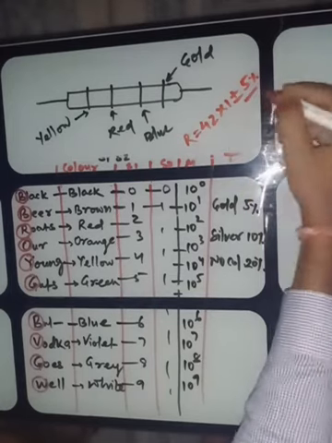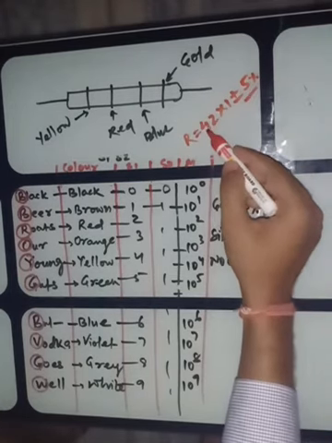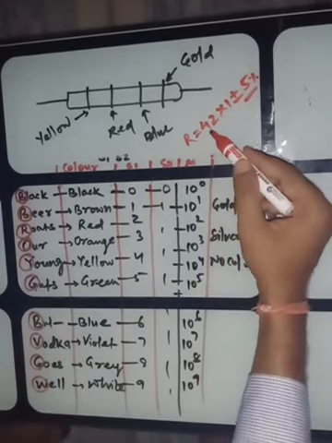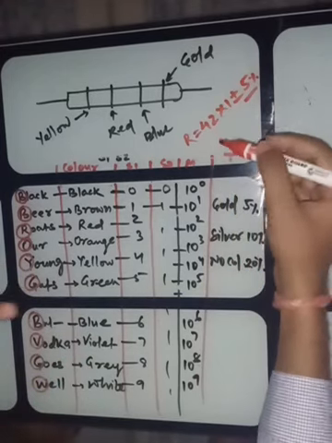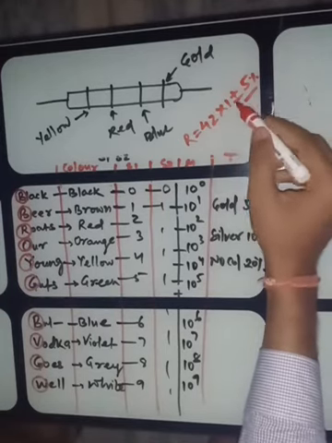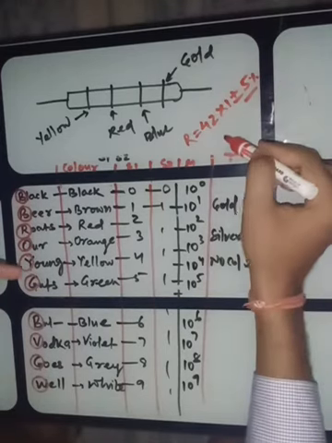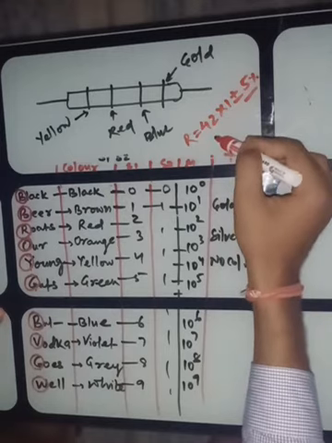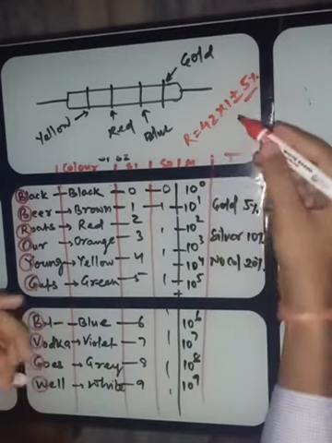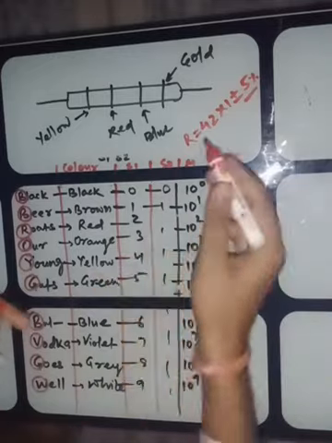So you can write the resistance like this one. The range of resistance will be how much? If you try to write the range of this resistance, you will write it is 42 plus 5% of 42, or 42 minus 5% of 42. So this is the range. So this will be the answer.